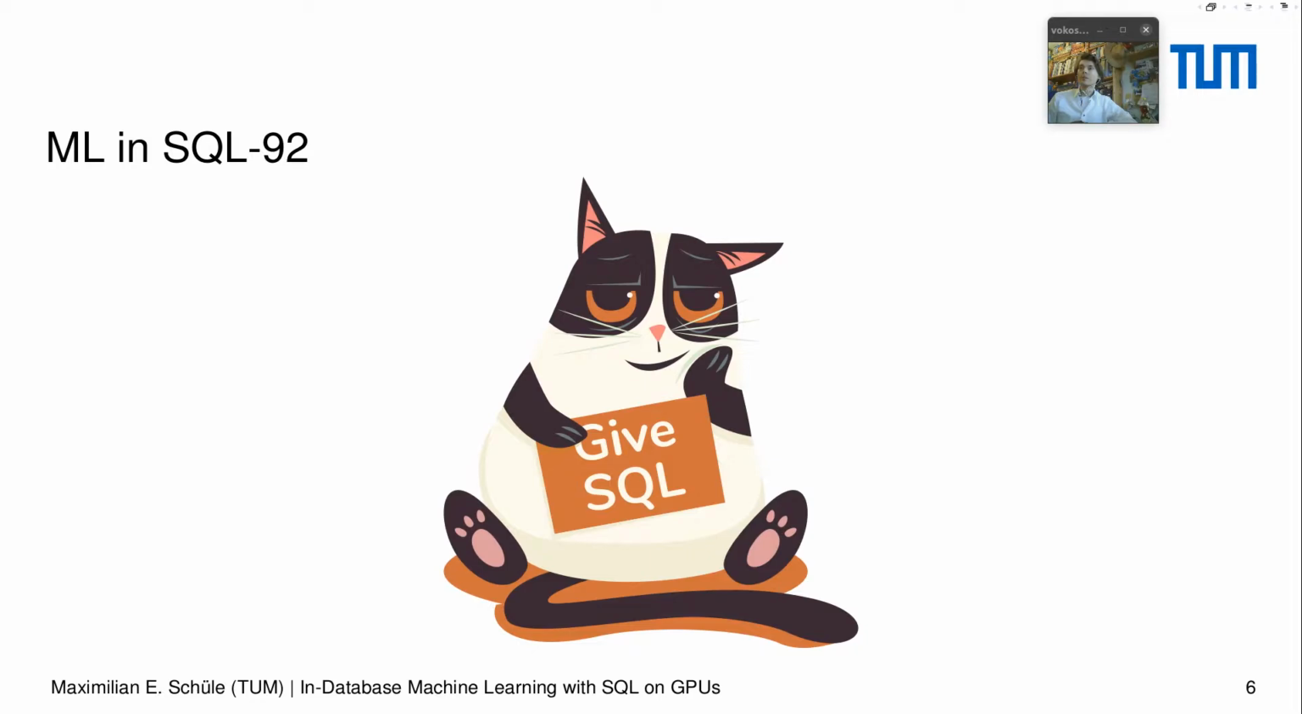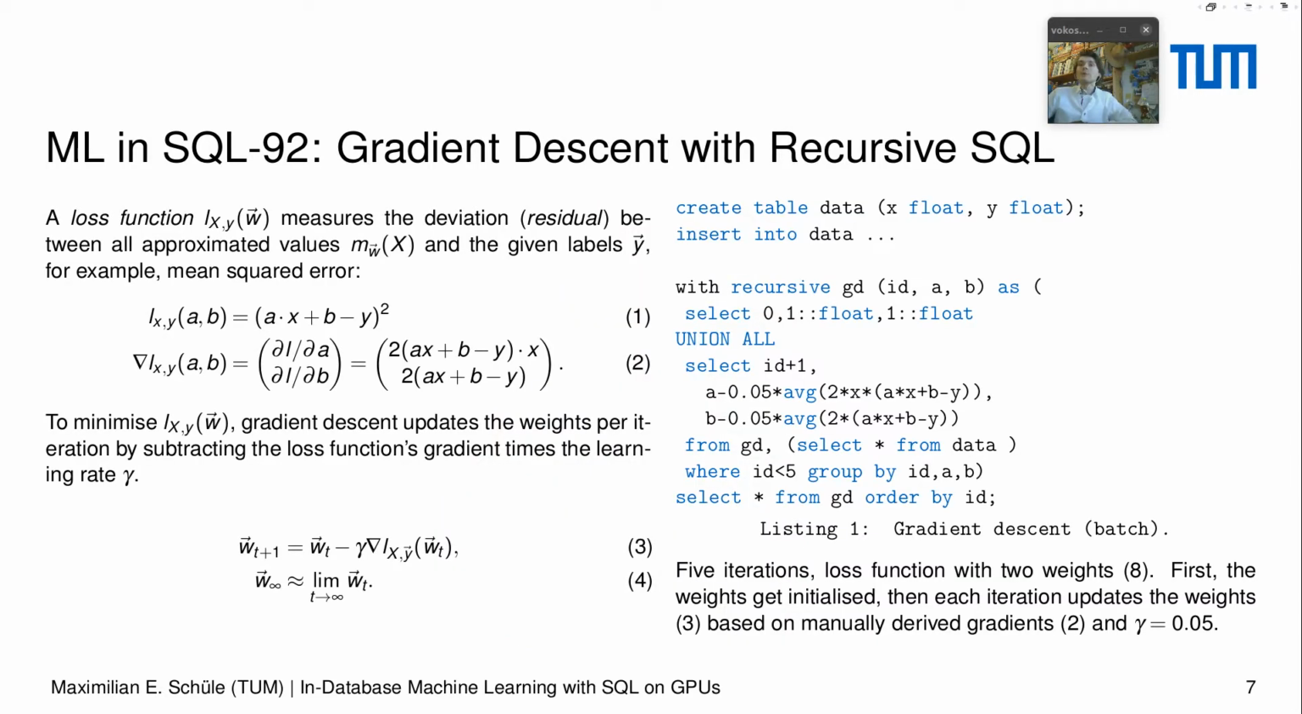Let's start with machine learning in SQL. So, what does gradient descent look like? We have a loss function, and we need to take the gradient of this loss function. Then in each iteration we subtract the gradient times the learning rate, and finally we get the optimal weights. This can be expressed using recursive SQL. First, as the base case, we need the initial weights. Then, in each iteration, we need to update the weights. And finally, after a certain number of iterations, in this case 5, we obtain the optimal weights. So this is batch gradient descent using recursive tables.